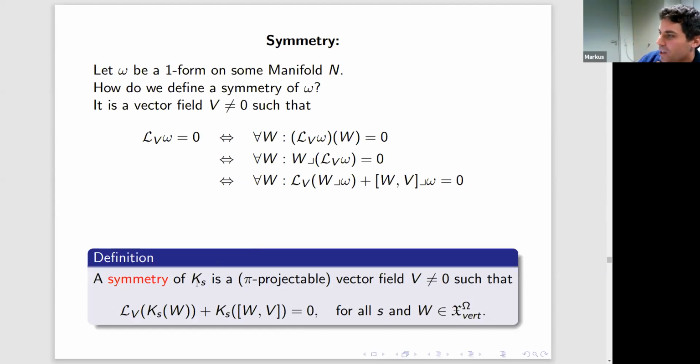So a symmetry of our one functional now is a vector field. Let's say a P projectable vector field not equal to 0, such that this expression here vanishes for this V, for all sections and for all W's, where W is in this set. So W is vertical and has support in P minus 1 omega. That is kind of the additional condition we always have. But for the symmetry vector field, we do not have this condition. So for the symmetry, it should be P projectable. It does not have to be vertical. So this is the definition of symmetry.